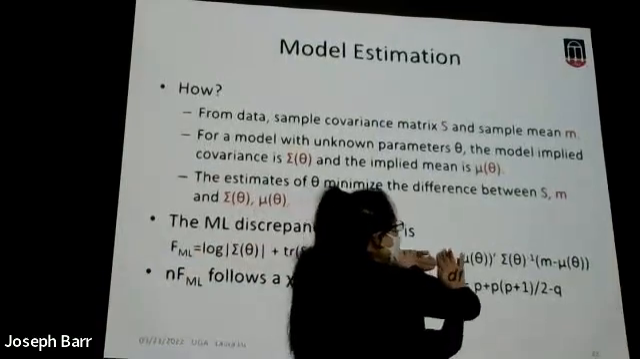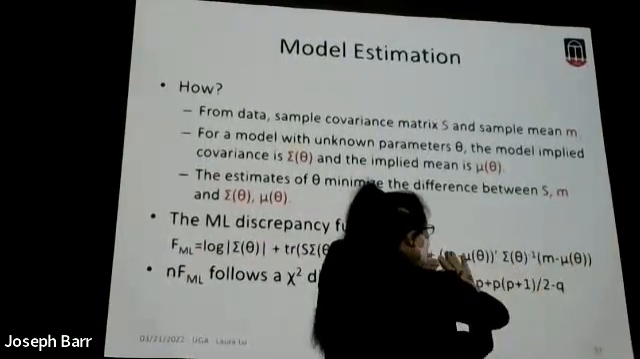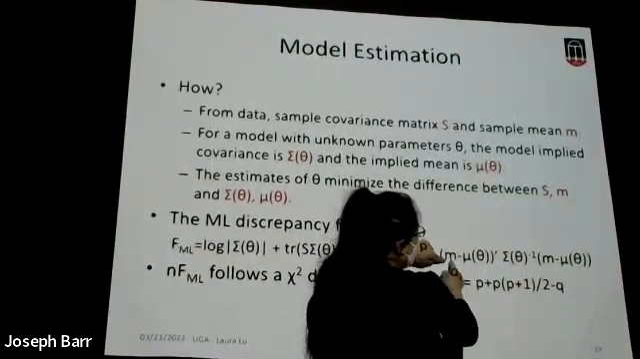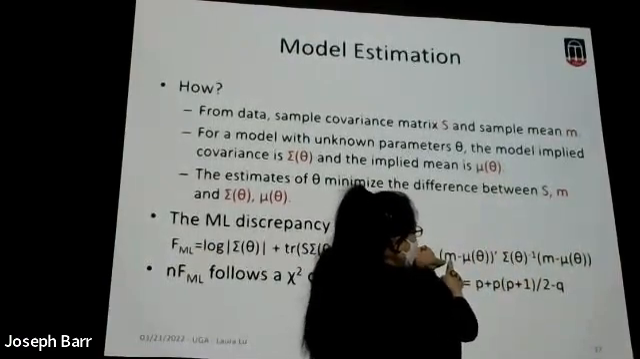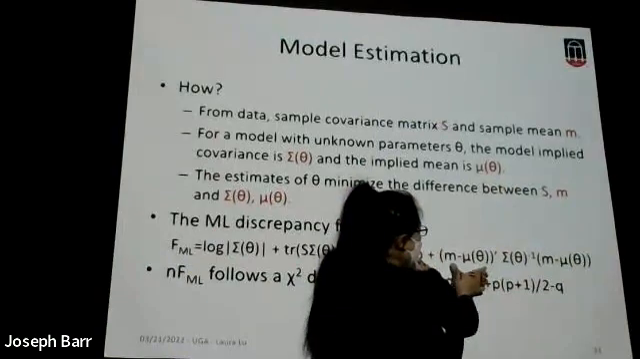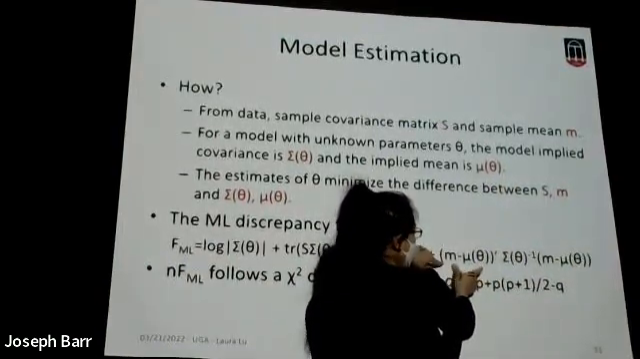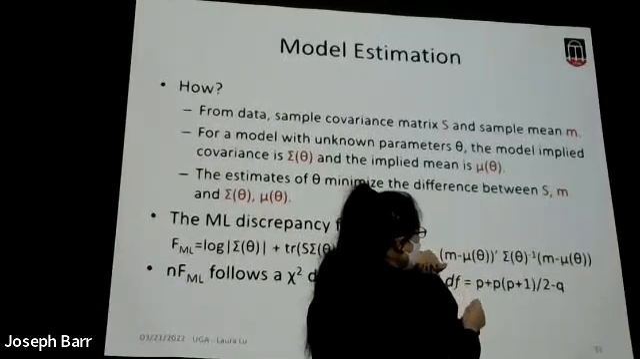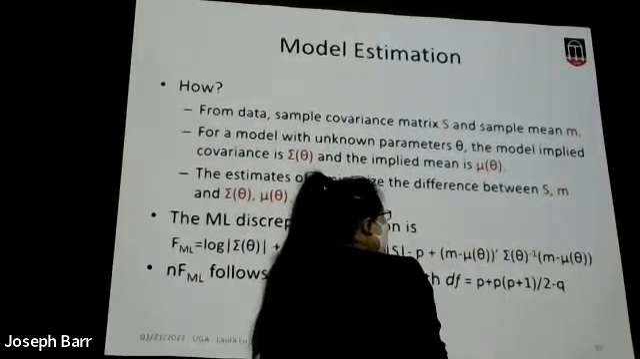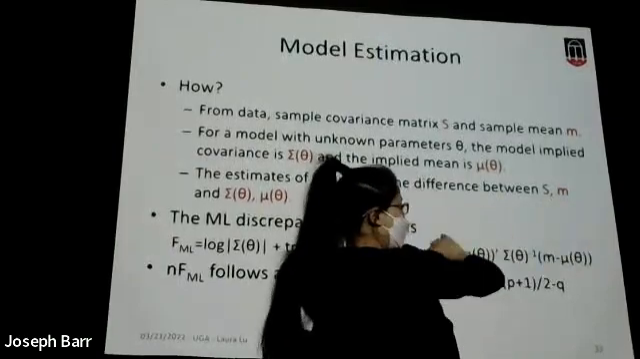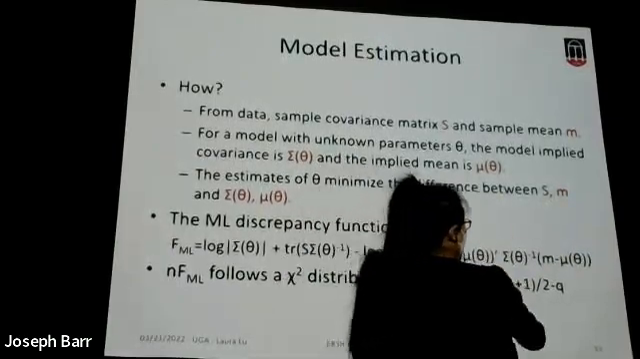Now we add the mean part. We have the sample mean, M here, and the model-based mean. The difference between these two vectors, these should be vectors, and then transpose. This is a vector, and the transpose becomes a row vector. It's a row vector now.